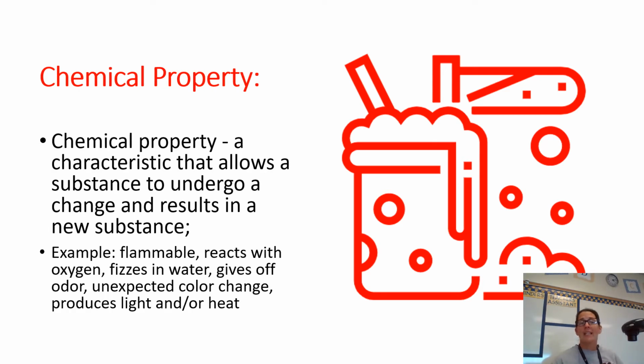Okay, here we have a chemical property. A chemical property is a characteristic that allows a substance to undergo a change that results in a new substance. So this is going to be the opposite of a physical property. Some examples of this might be something that's flammable. It could react with oxygen. It could give off light, or when you put it in water, it might fizz. It could have a strong odor, an unexpected color change, or produce heat or light. If you see things like this, you might know that you have a chemical property.